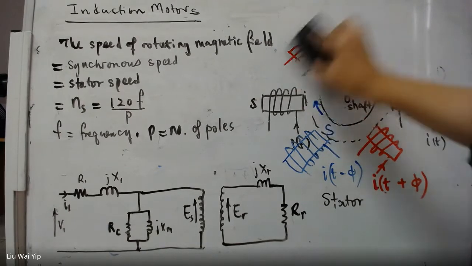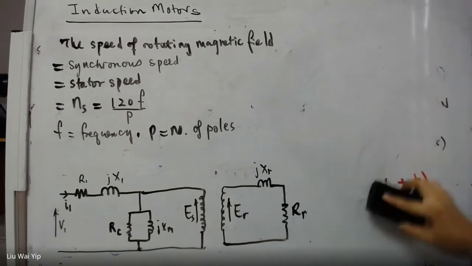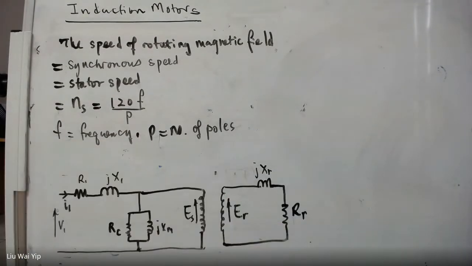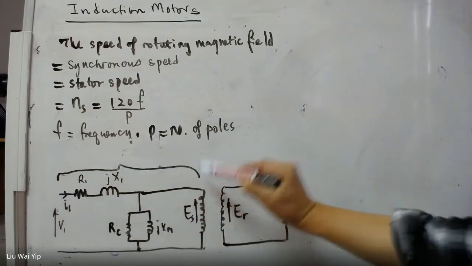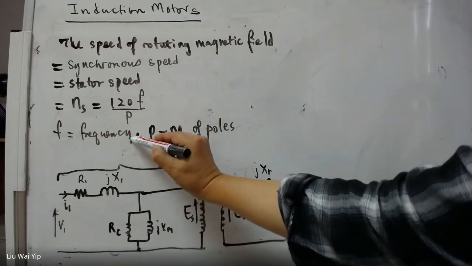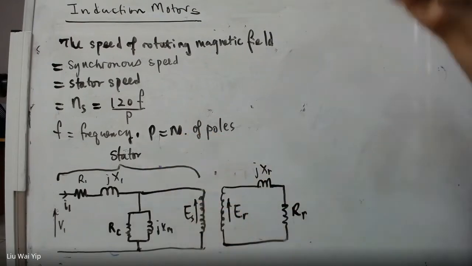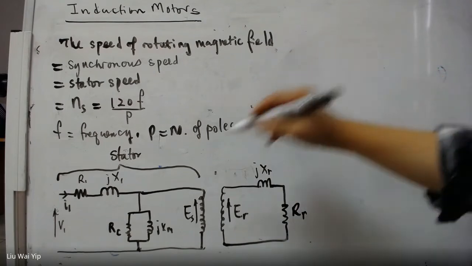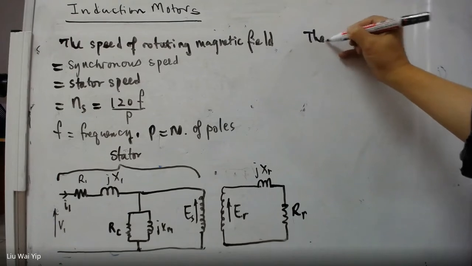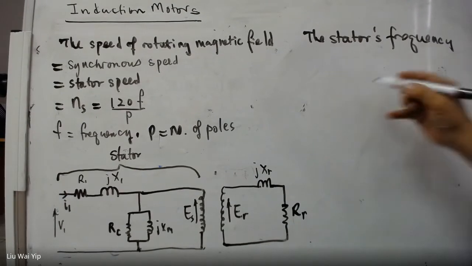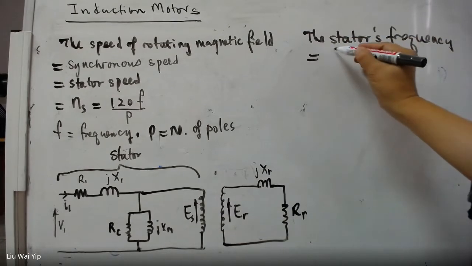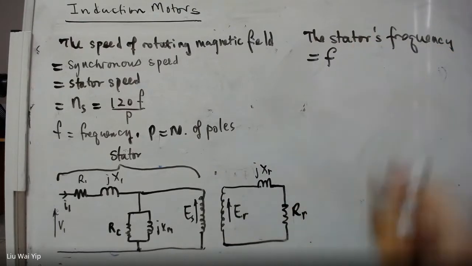So we don't need this diagram anymore. The stator, which is the primary of the transformer, is going to experience a frequency F. Because the stator itself is just an electromagnet, an array of electromagnets running at the supply voltage at frequency F.